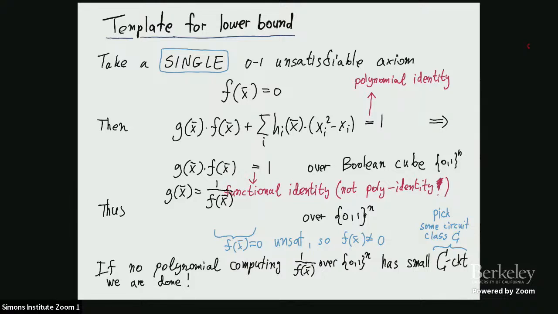Now let's pick some circuit class C. That's the circuit class that we want to work against in the IPS. In this case, it will be read-once ABPs. So if no polynomial computing 1 over F over the Boolean cube has a small circuit in our class, read-once ABPs, for instance, we are done. That's the lower bound. So we made a very simple reduction to a circuit lower bound.